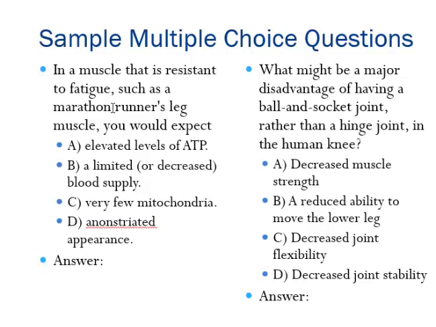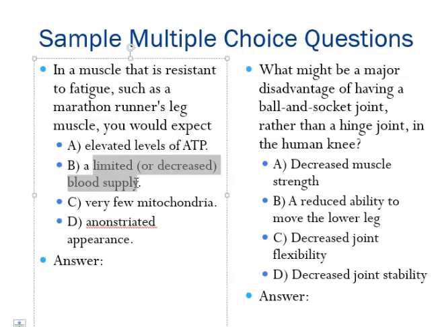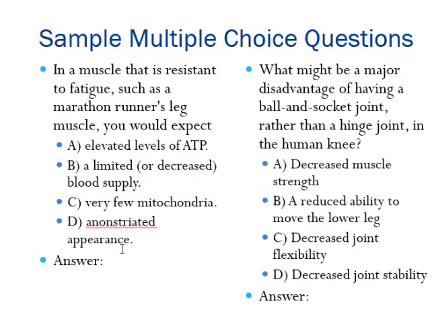In a muscle that is resistant to fatigue, such as a marathon runner's leg muscle, it means it can produce all the energy it needs. Something that can produce all the energy it needs, you would expect it to have a lot of ATP. A limited blood supply would cause it to be fatigued. Very few mitochondria would cause it to be fatigued, because it wouldn't be producing enough energy. A non-striated appearance wouldn't work either. That's not a normal thing. The best thing would be elevated levels of ATP.